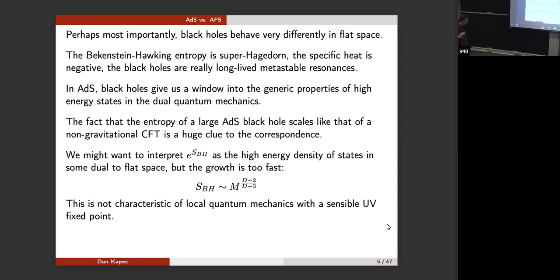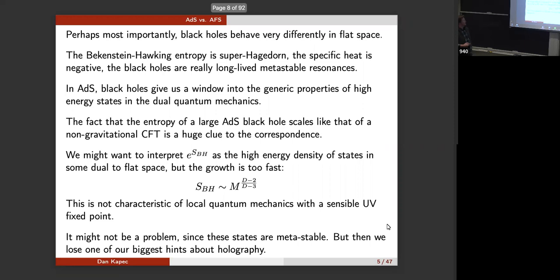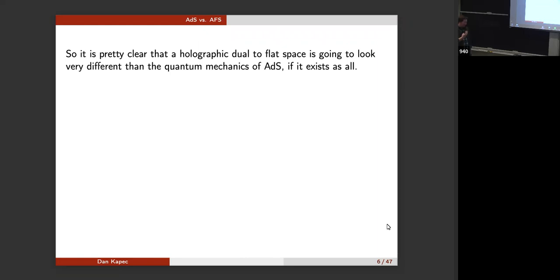So, in flat space, we could have tried to interpret e to the S as the high-energy density of states of some putative quantum mechanical dual, but actually the growth is just too fast. As I said, it's super Hagedorn, meaning that it grows faster than exponentially in energy. And that's just not characteristic of any local quantum mechanics with a sensible UV fixed point. So that might not be a problem, since all of these black holes are metastable, but if that's the route that we take, then we lose one of our biggest hints about holography.